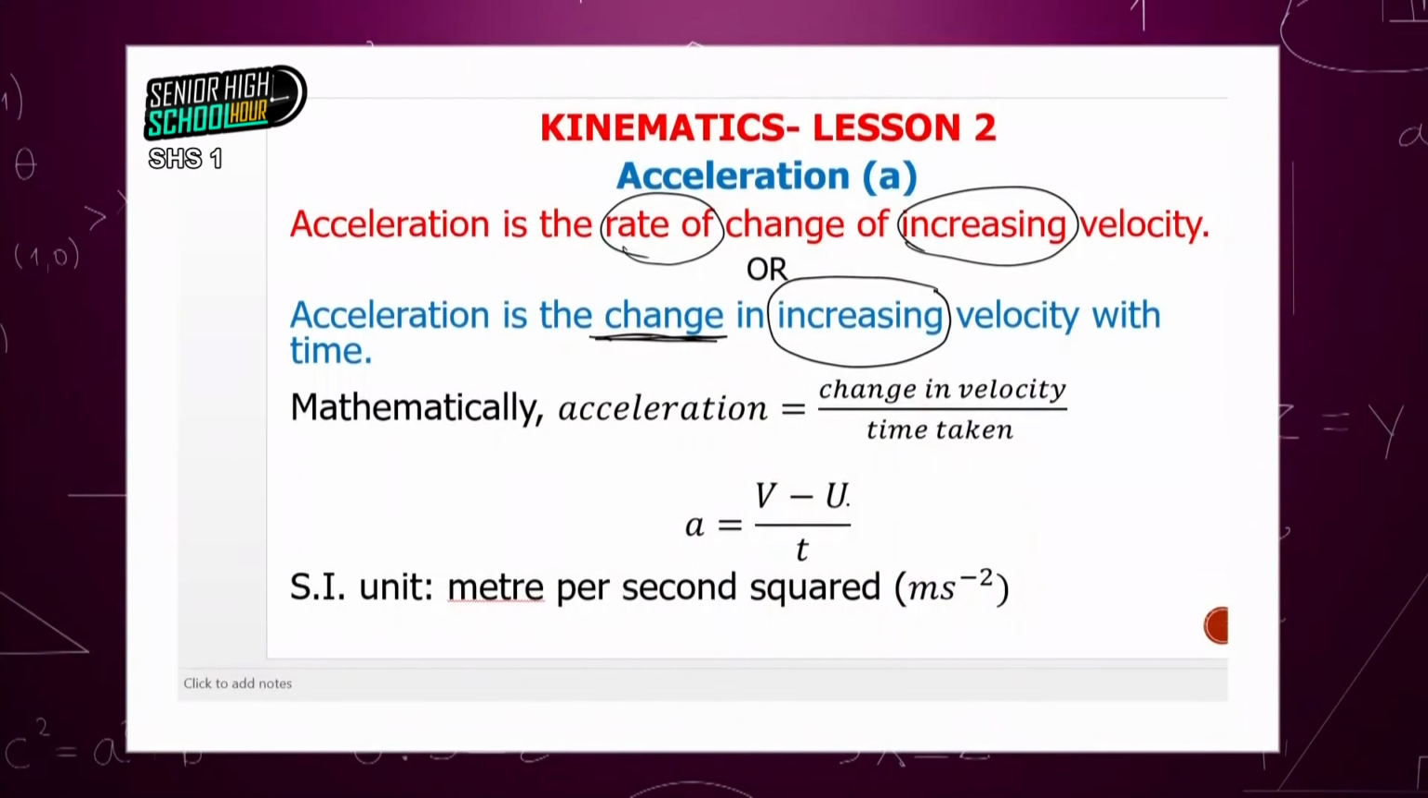There again, we'll look at the unit for acceleration. Now, we have said that acceleration is the change in increasing velocity with time, and it's change in velocity over time. So for this part, the unit will be meter per second. And for this part, the time, the unit is second. So together, it gives us meter per second times another per second, because this second here, which is the denominator, it goes up to become s to the power minus 1. And that gives us meter per second squared. So the unit for acceleration is meter per second squared.